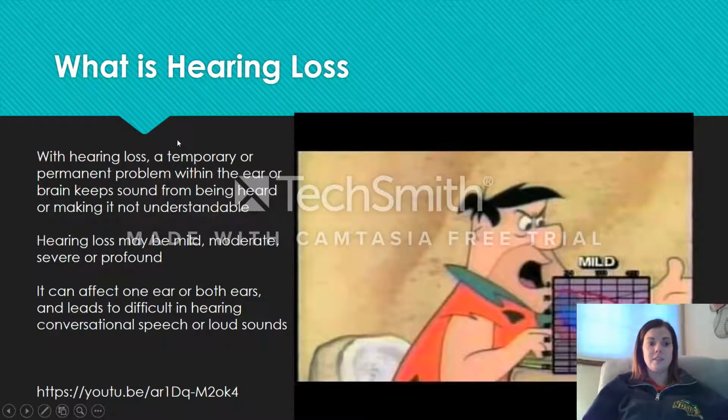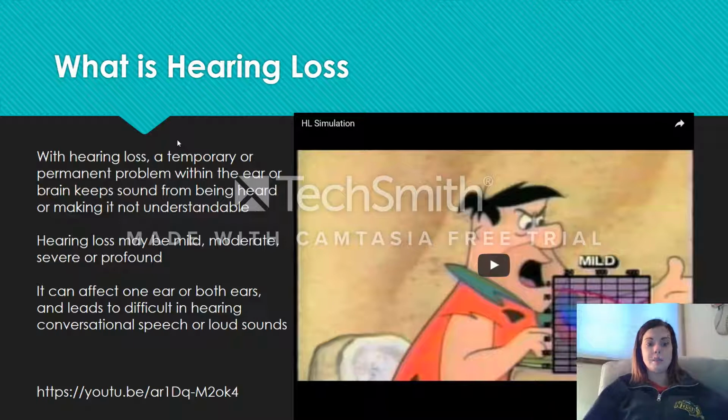So what is a hearing loss? With hearing loss, a temporary or permanent problem within the ear or brain keeps sound from being heard. You can have a mild, moderate, severe, or profound hearing loss. It can affect one ear, both, or it can lead to difficulty hearing conversation or loud sounds in the environment.